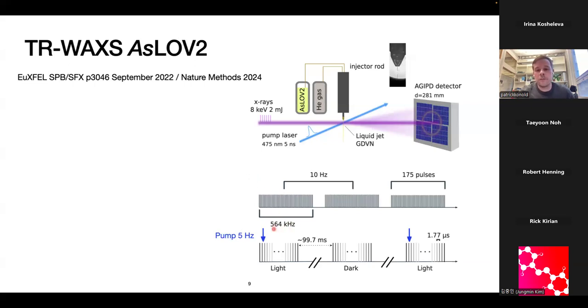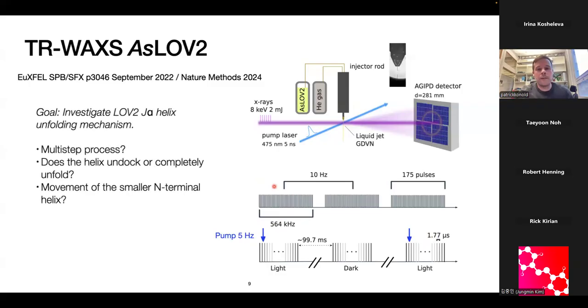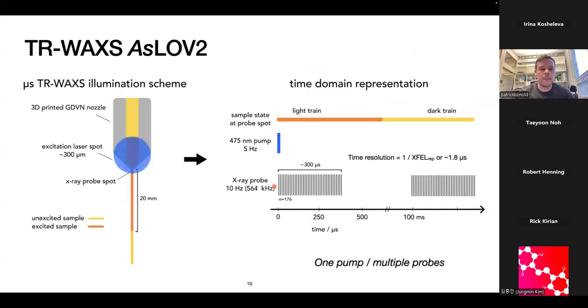And so at 564 kilohertz, our separation between the pulses, our effective time resolution of the measurement, would be about 1.77 microseconds. And the goal, as I explained earlier, was to investigate the mechanism of this J alpha helix unfolding. Some questions were, is it a multi-step process? Does the helix completely unfold? Does it simply just undock? And also, is there movement of this smaller N-terminal helix, the A prime alpha helix?